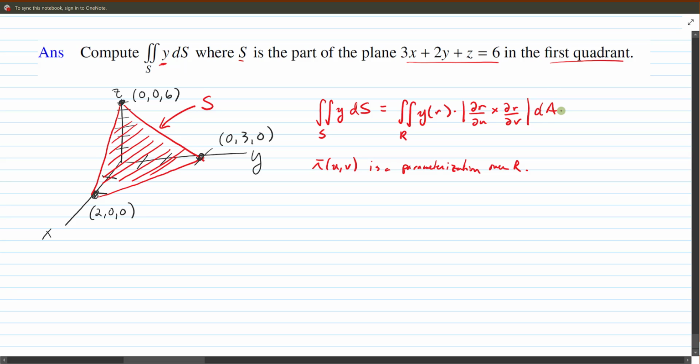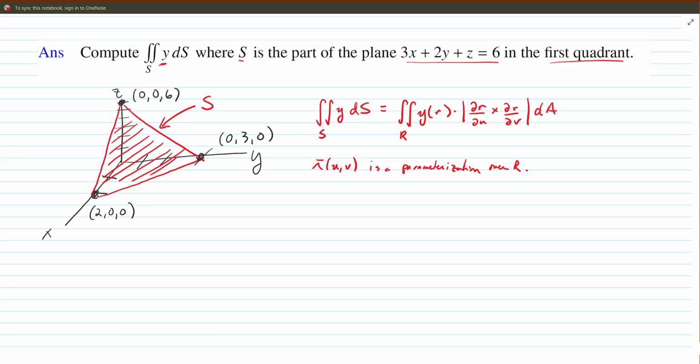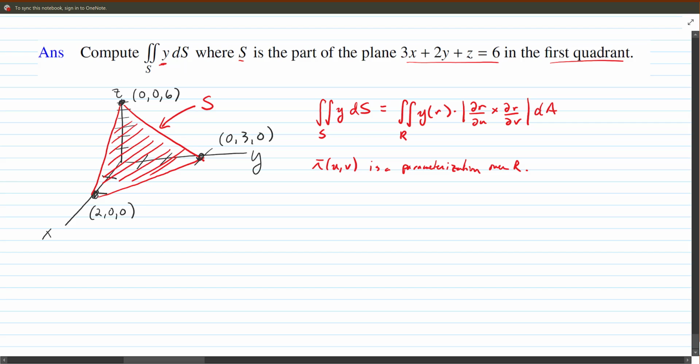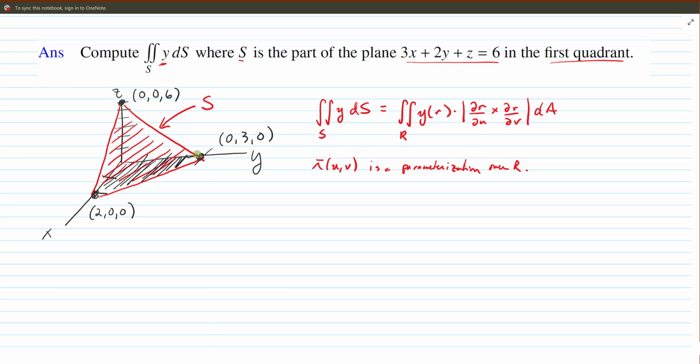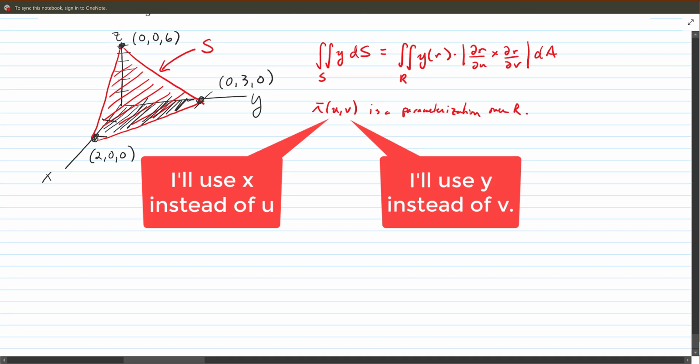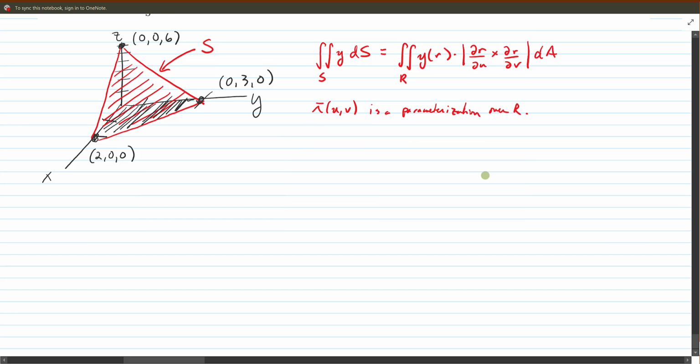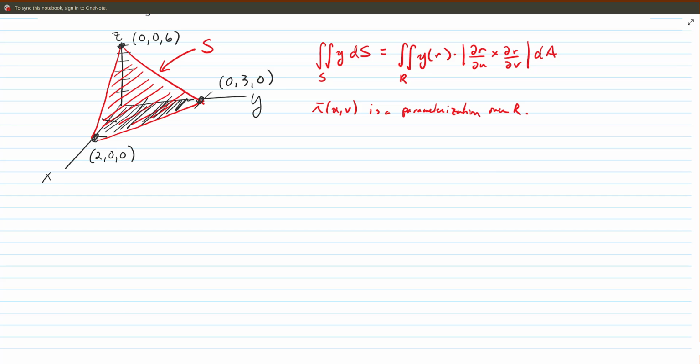So let's go ahead and come up with the parameterization and then compute the necessary components. In this case, I'm going to think of the space for my parameterization as coming from the base of our xy plane and then projecting that region right there up into the surface. So for this reason, I'm going to use the variables x and y for my parameterization as opposed to u and v. If you'd like to replace all these subsequent x's and y's with u's and v's, you're welcome to do so.